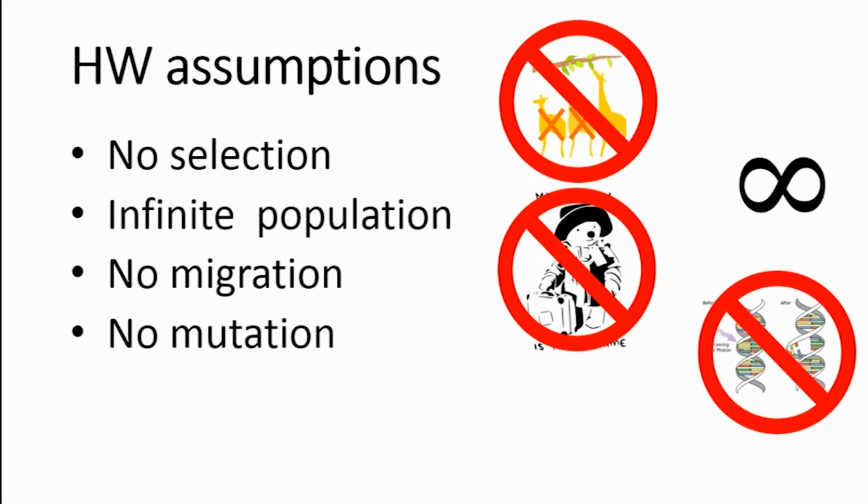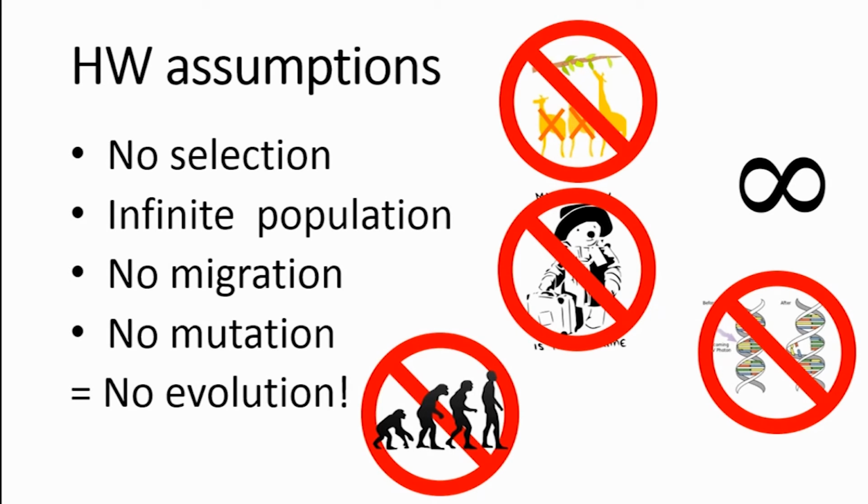And of course, you know that you need mutation for evolution to occur. So, under these four assumptions, there is no change to the allele frequencies in the population. They remain static, and the genotype frequencies remain static, and that means there's no evolution, which is kind of dull.